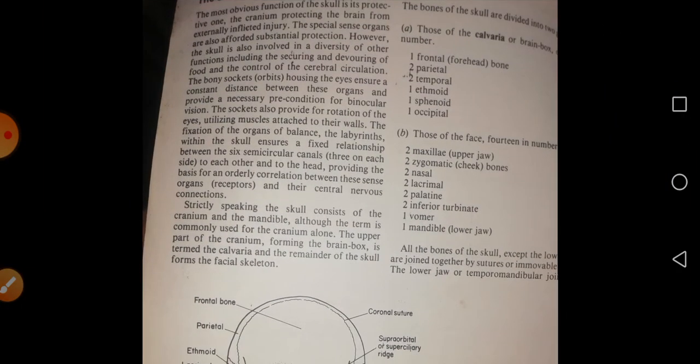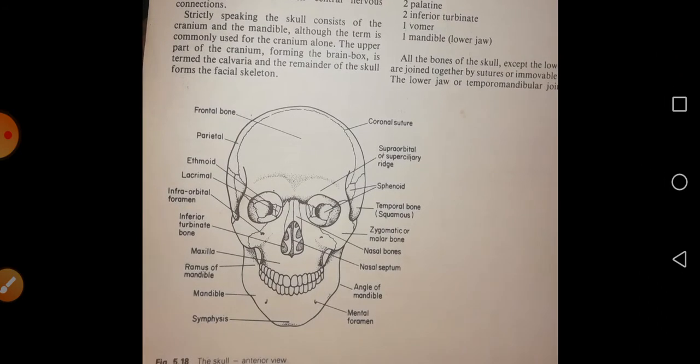In this also, the skull cranium is also called a brain box or calvaria. Frontal, parietal, temporal, ethmoid, sphenoid, occipital. Then maxilla, zygomatic, nasal, lacrimal, palatine, inferior turbinate, vomer, mandible. By following this picture we can easily identify the parts of the diagram. It's clear.